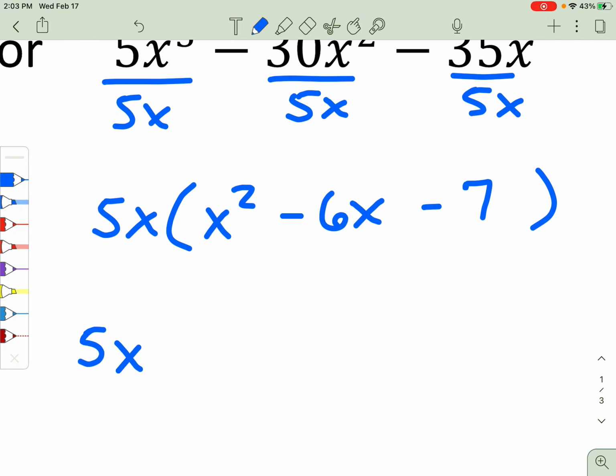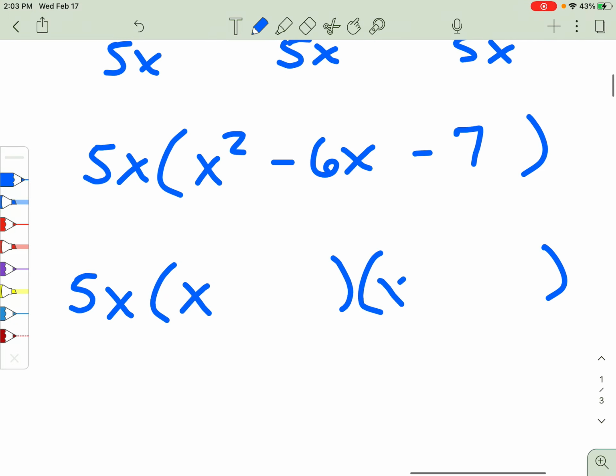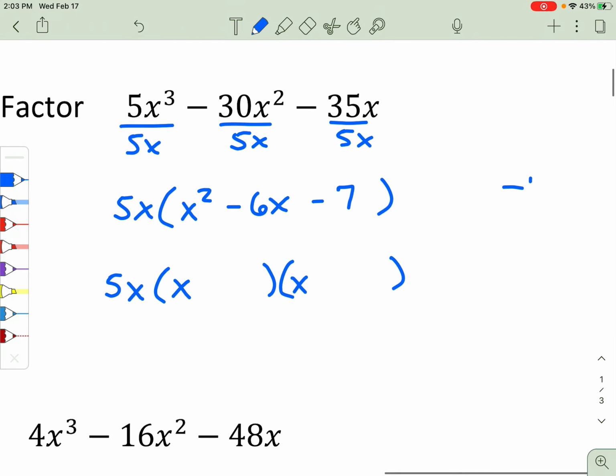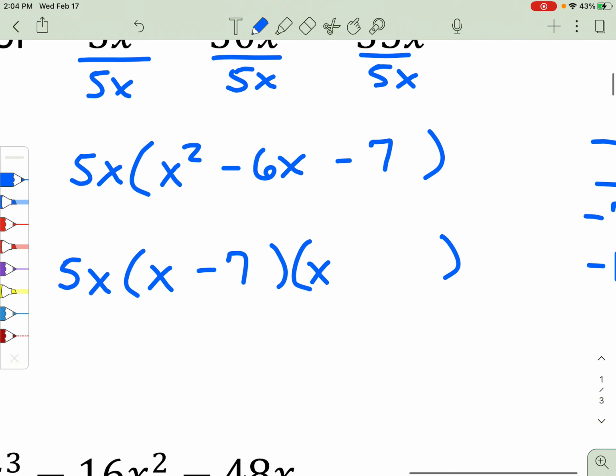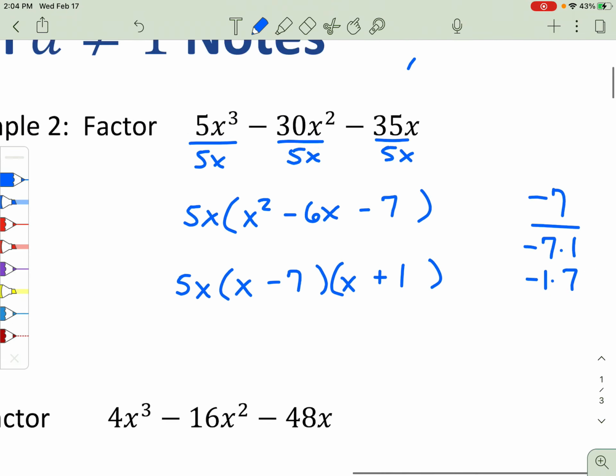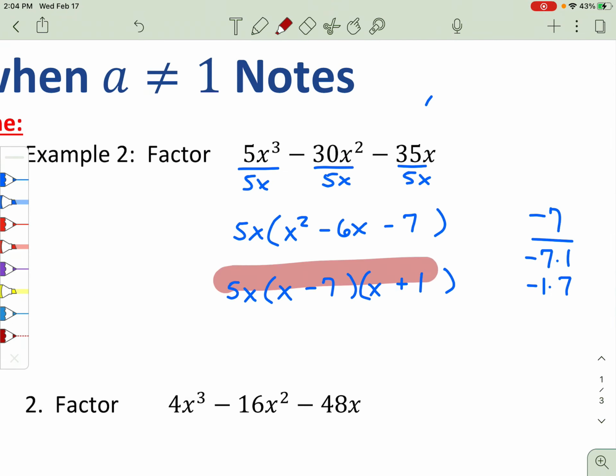Now you've got to factor that even further, since it is a quadratic trinomial. That factors into x and x. Take out your negative 7. Our only options here are negative 7 and 1 or negative 1 and 7. So which one of those can you add together to get a negative 6? That would be the first option, negative 7 times 1. So this would be x minus 7 and x plus 1. Okay, and there's our solution.